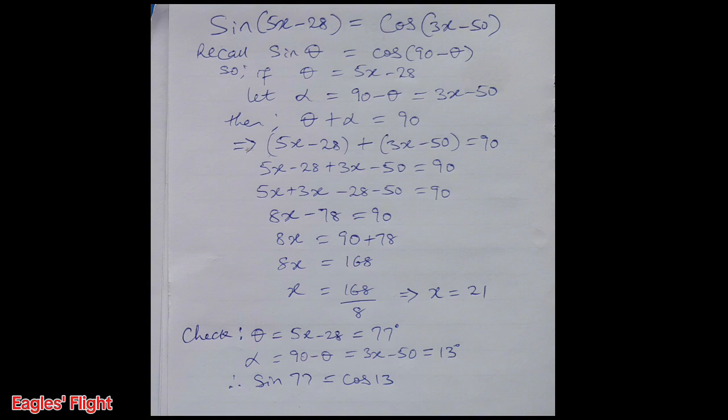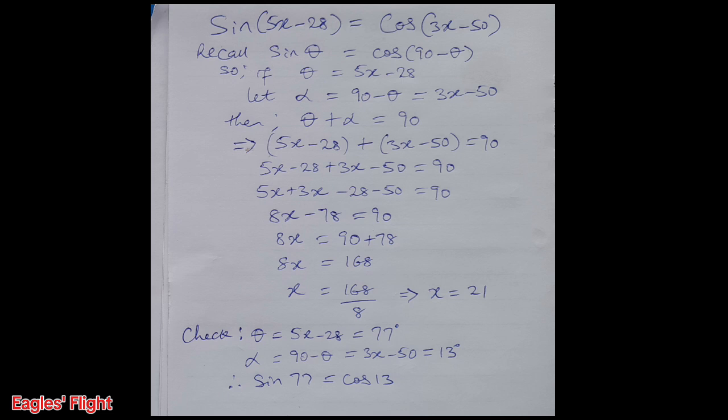And let's quickly check that for alpha. Remember, alpha is equals to 90 minus theta, and theta is already 77, so 90 minus 77 will give us 13. Or if we input the value of x into alpha, which is 3x minus 50, we'll have 3 times 21, which is 63. 63 minus 50 is 13.